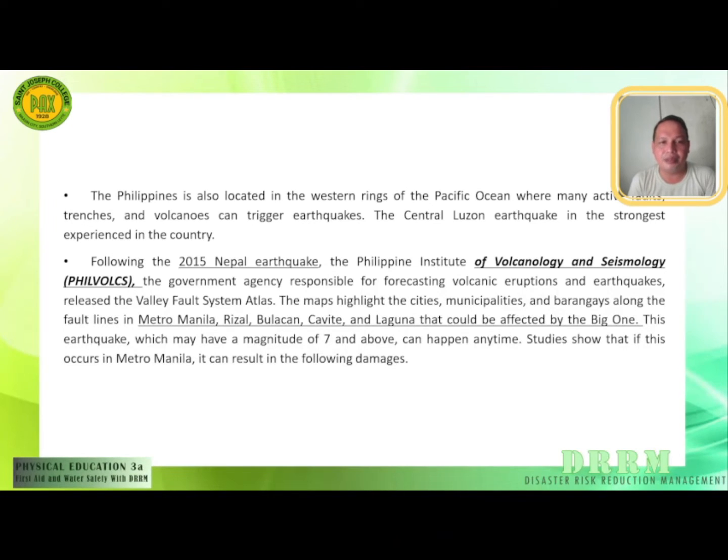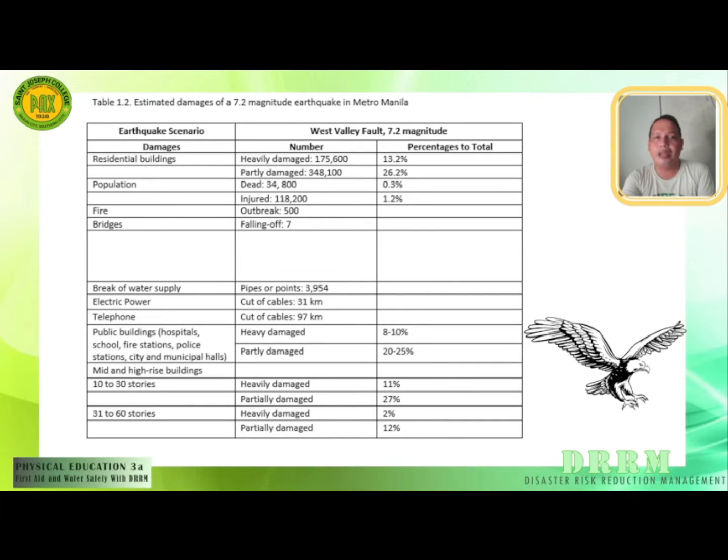Studies show that if this occurs in Metro Manila, it can result in the following damages. The row above is the earthquake scenario, then next is the West Valley Fault, 7.2 magnitude, the projected earthquake. For example, in residential buildings, 175,600 will be damaged, then 348,100 partially damaged, that's 26.2%. For the population, a projected 338,800 will be dead and 118,200 injured. Fires will break out in 500 places in the affected area, and 7 bridges will fall.